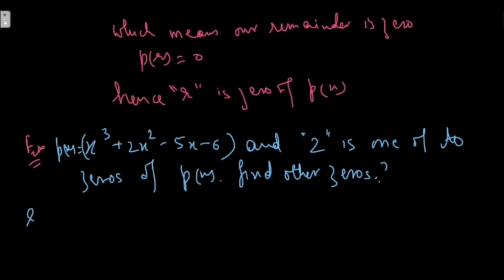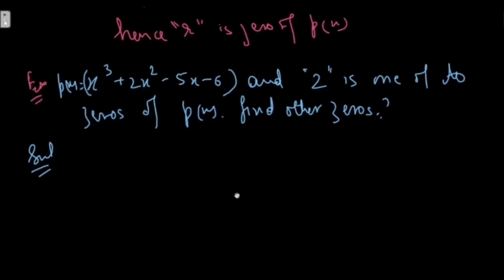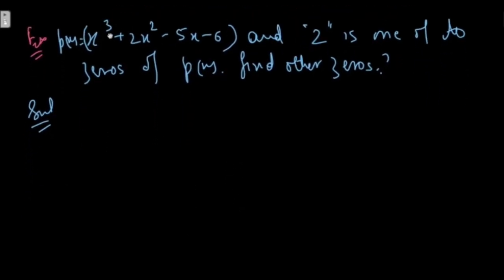Now, from this fundamental theorem of algebra, we know that if a polynomial is of degree 3, then it will have 3 zeros. How many? 3 zeros. Why? Because fundamental theorem of algebra tells us that a polynomial of degree n will have n zeros or n roots or n factors, right? So we are talking in terms of zeros, so we'll say that it will have 3 zeros. Now 1 zero given is 2.